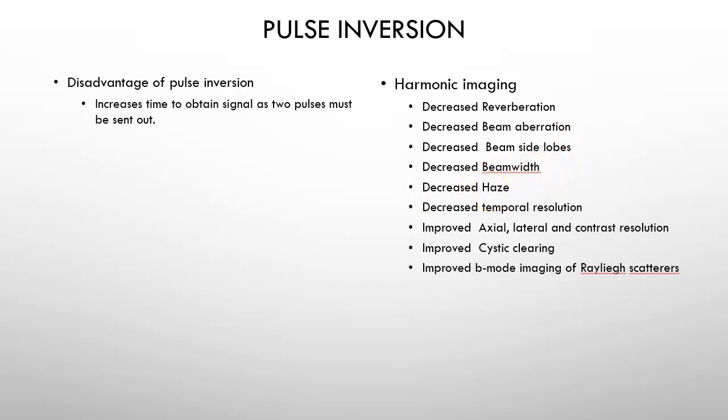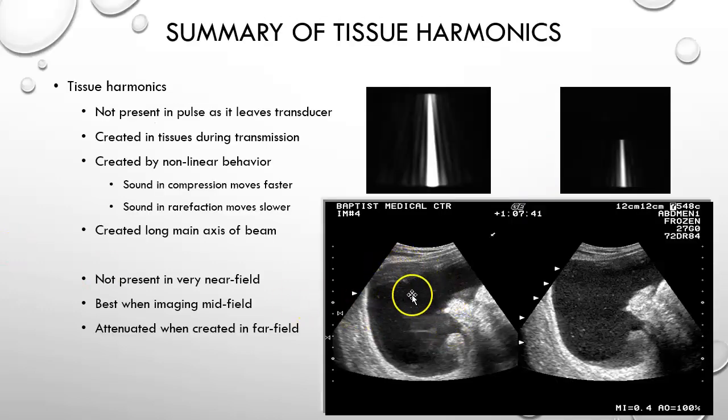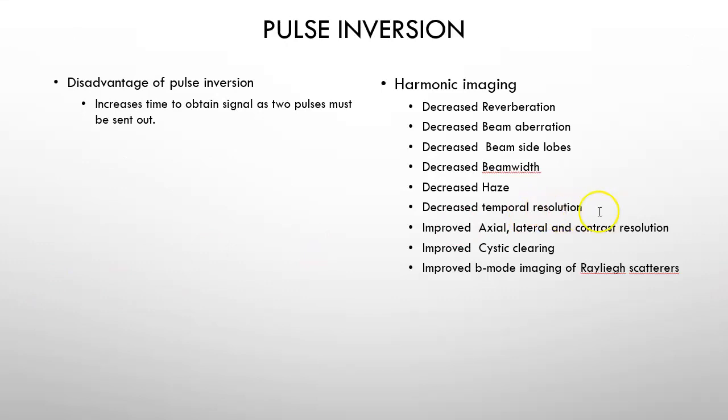Let's just go back to that picture. This would be called a haze artifact up here. We get decreased temporal resolution. That's a bad thing. We get improved axial, lateral, and contrast resolution. So our spatial resolution and our contrast resolution have improved.